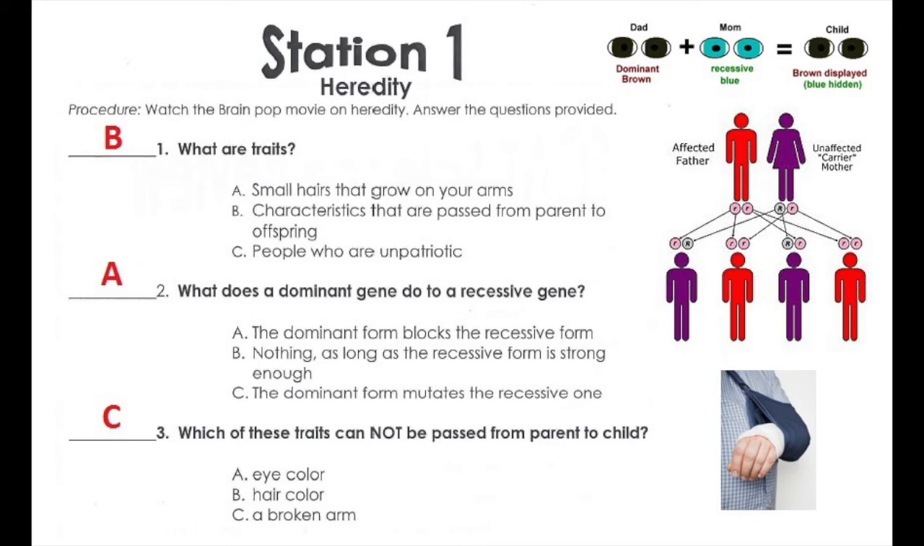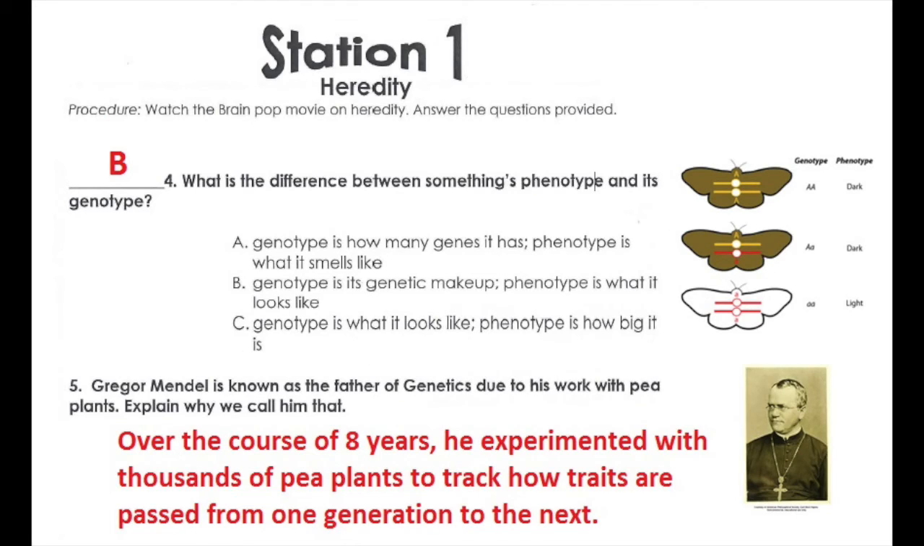So when talking about heredity, traits are characteristics that get passed on from parent to offspring. When an offspring inherits a dominant trait, that trait covers up any recessive traits. For example, brown eye is dominant over blue eye. So even if a baby has a copy of a blue eye gene, they will have brown eyes if they have a brown eye gene. As far as traits that cannot be passed, those are things like tattoos, broken arms, or if you dye your hair.